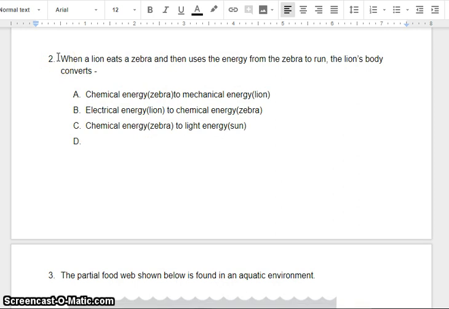Number 2. When a lion eats a zebra, then uses the energy from the zebra to run, the lion's body converts A. Chemical energy, which is the zebra, into mechanical energy, which is the lion. B. Electrical energy, which is the lion, to chemical energy, which is the zebra. Or C. Chemical energy, which is the zebra, into light energy, which is the sun. What happens when a zebra is eaten by a lion?